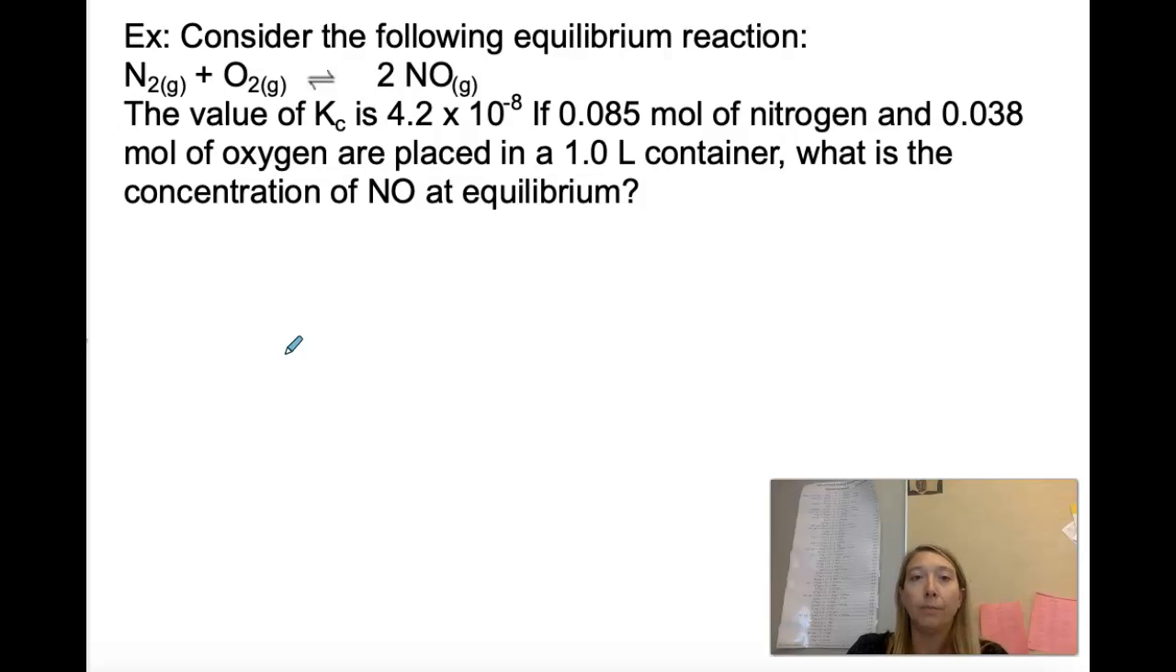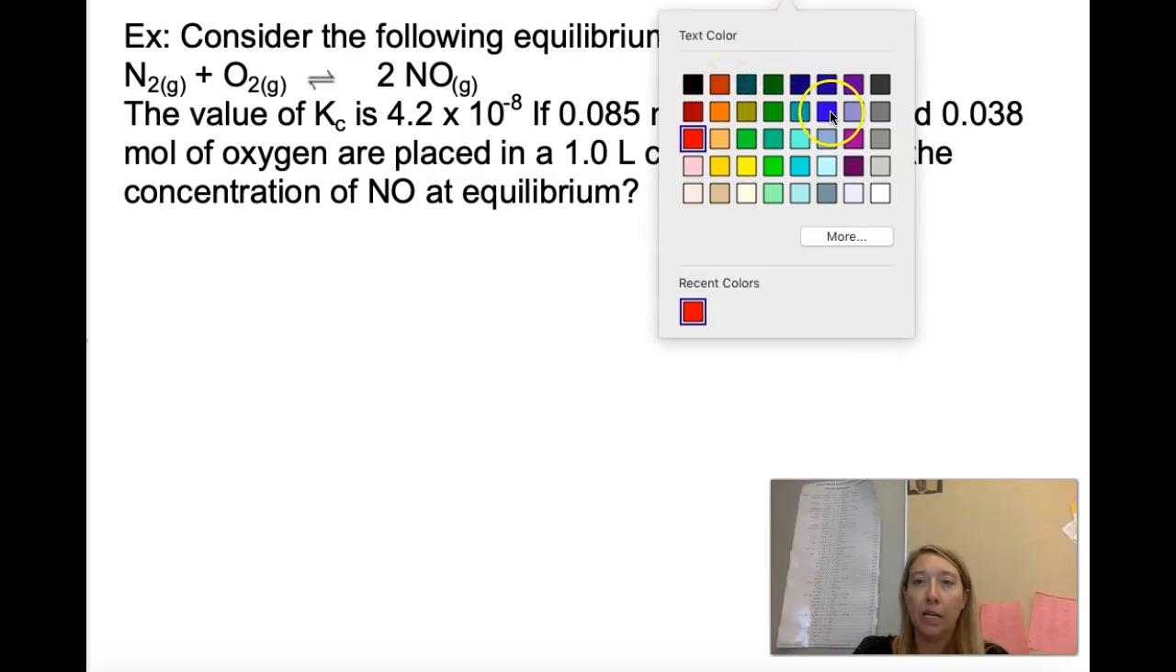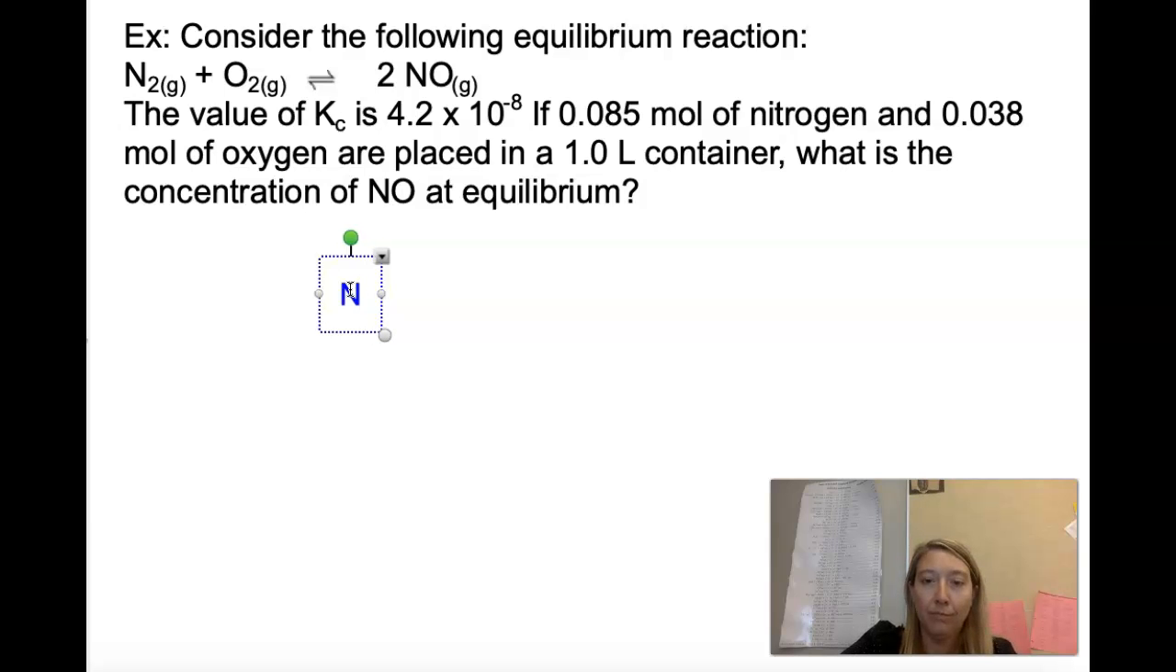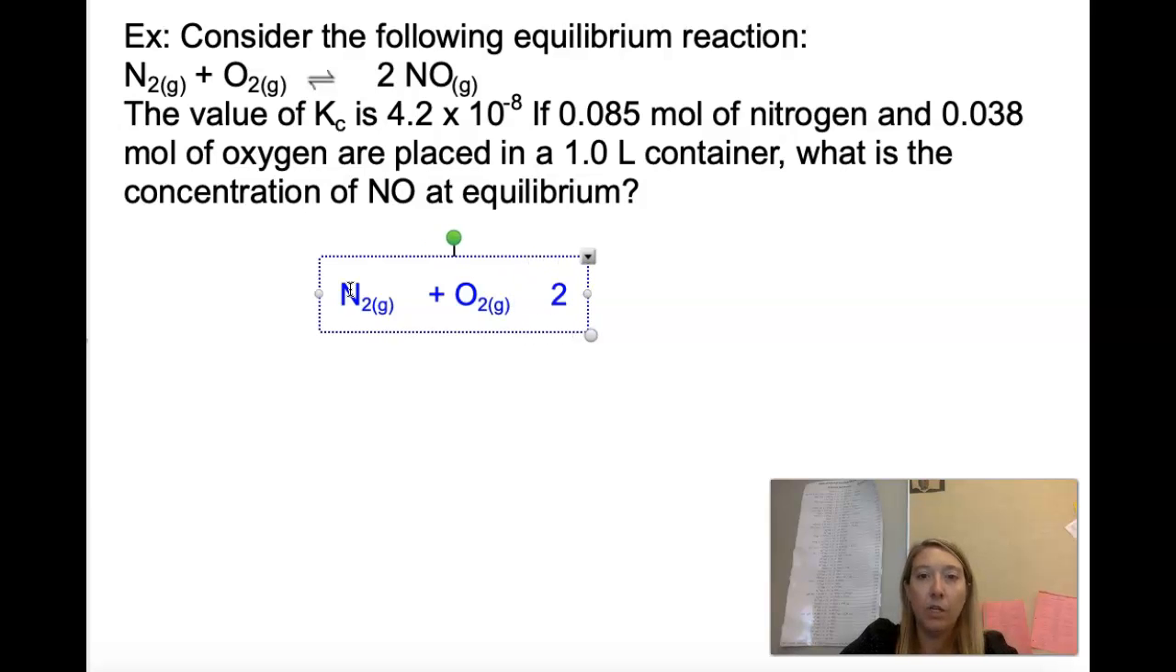Okay, so we are still going to start by setting up our ICE table. Okay, so we have our nitrogen. Let's try this again. Okay, we have our nitrogen. And then what else do we have? We have plus oxygen, and that is going to give us 2 nitrogen monoxides.